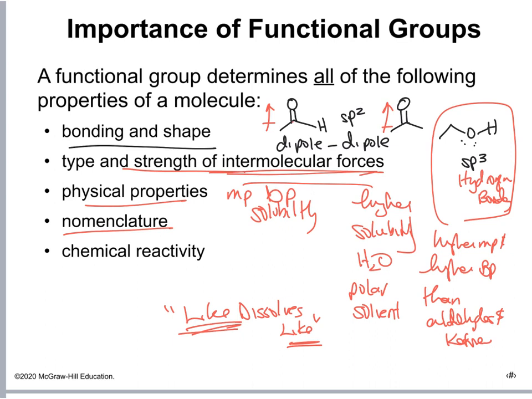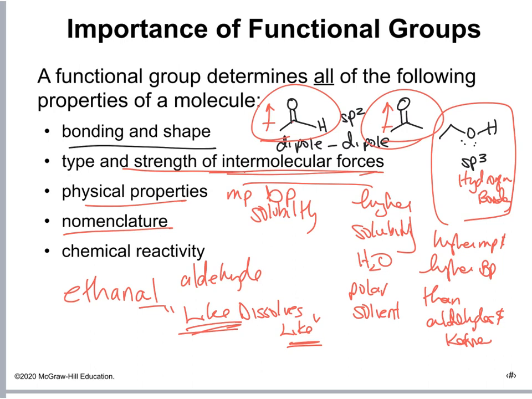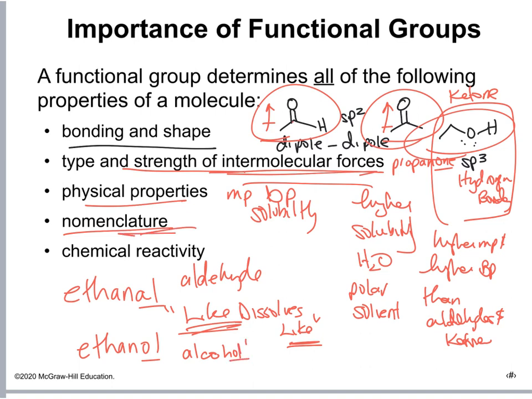Nomenclature, this would be called ethanal for aldehyde. This is called propanone for ketone. And this one is ethanol, ethanol with an OH for alcohol. So the nomenclature will be different, and their chemical reactivities will be different. We'll talk about aldehydes and how they react. They have different mechanisms. Alcohols have different mechanisms.